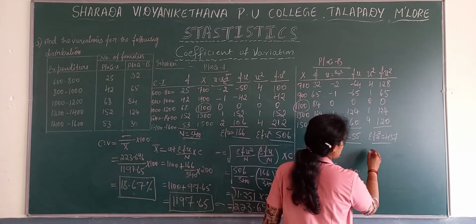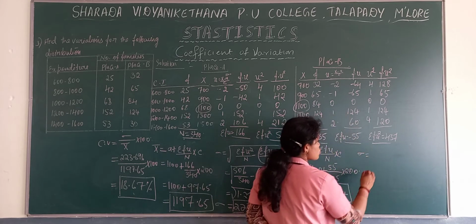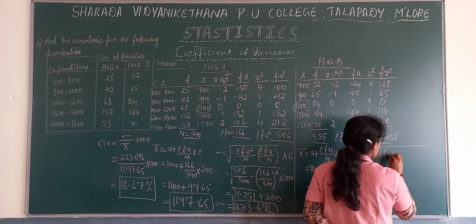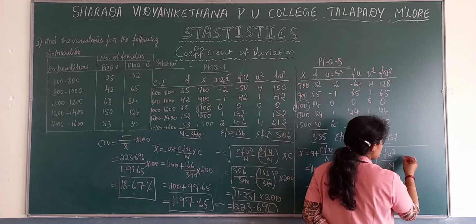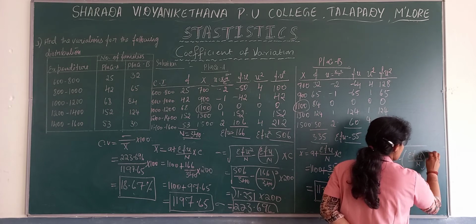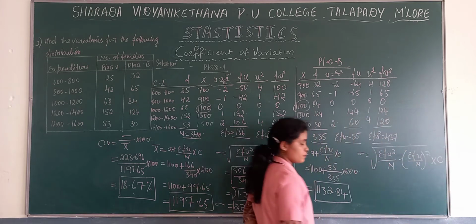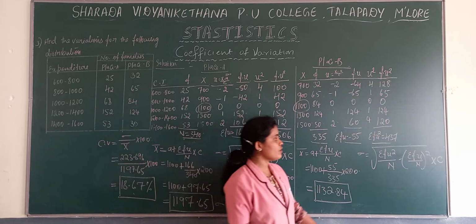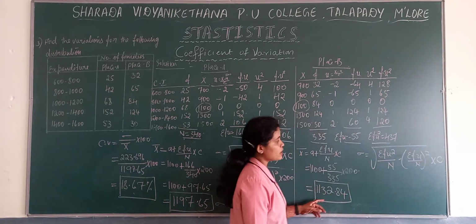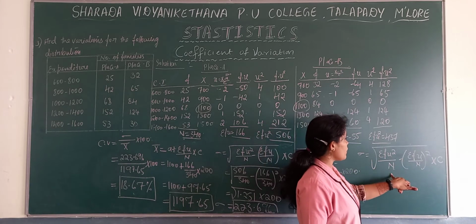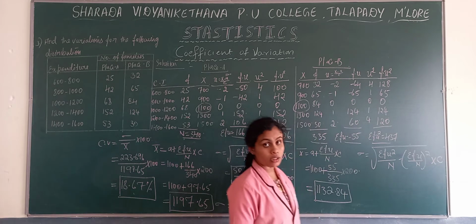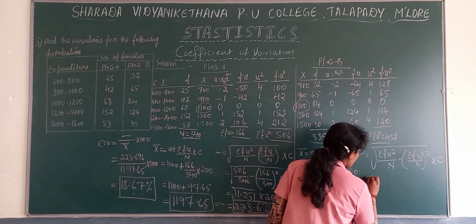So next we calculate standard deviation. So standard deviation formula goes like square root of sigma FU square divided by N minus sigma FU by N whole square into C. Only in case of deviation method we write here C. In case of direct method it is sigma Fx square by N minus sigma Fx by N whole square. This C will not come. Width will not come in case of direct method.